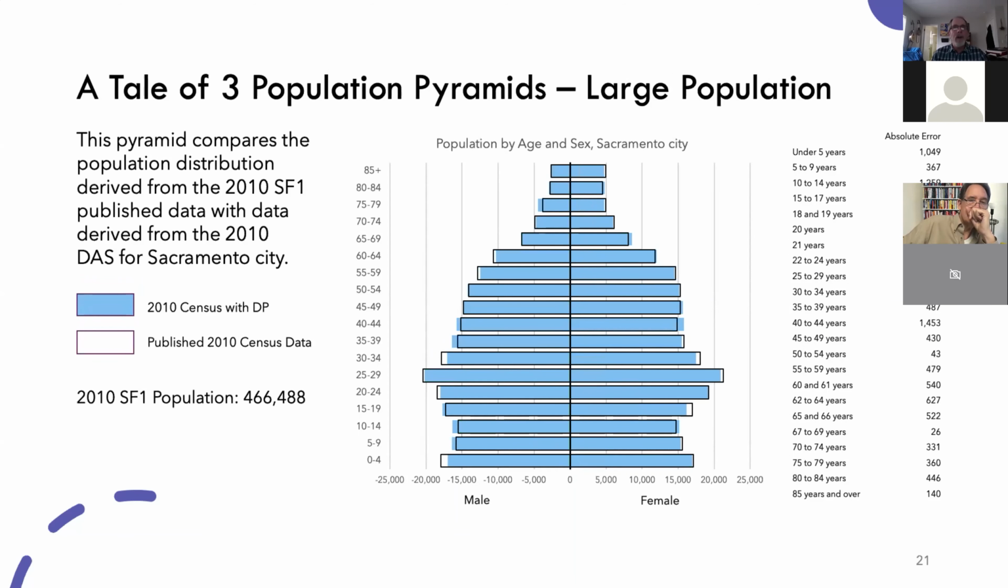Okay. And finally, the third one is a large population, in this case, Sacramento City. Sacramento City has a population of 466,000, at least it did as of the 2010 census. And what you see with this one is that there are still distortions, but the distortions are much, much less than what you saw in the previous 2 geographies. Also, the absolute errors have grown. So the absolute errors for this particular city have also grown due to the size of its population. Again, one can surmise that this is because of the post-processing error injected.